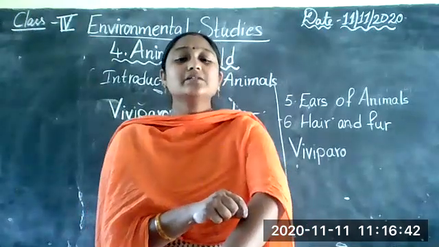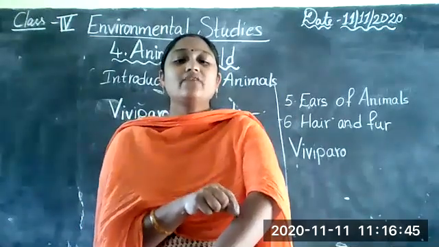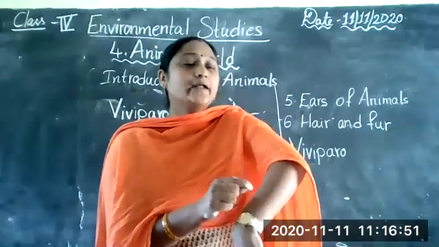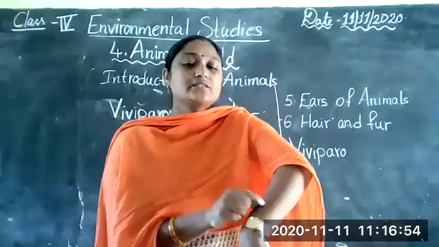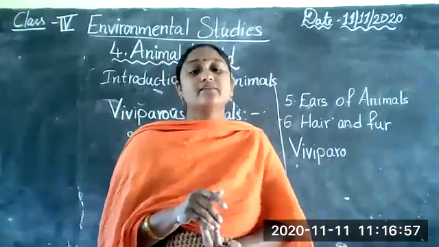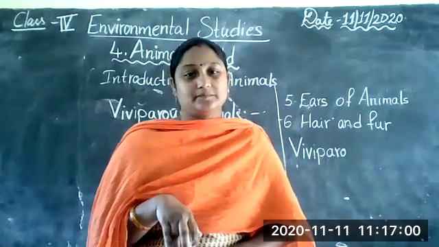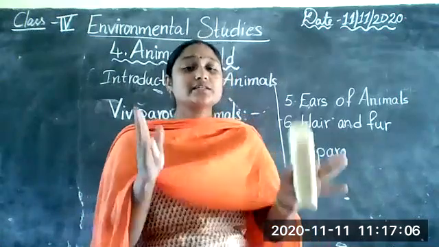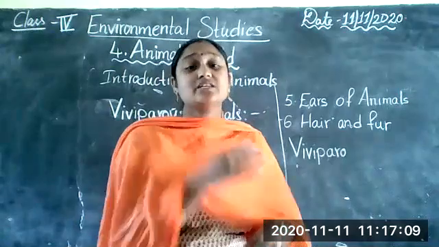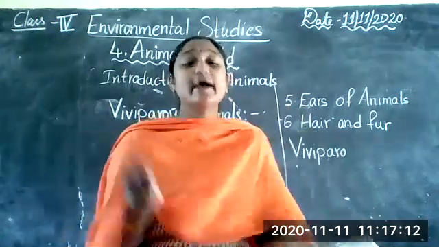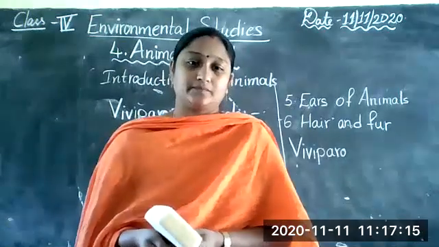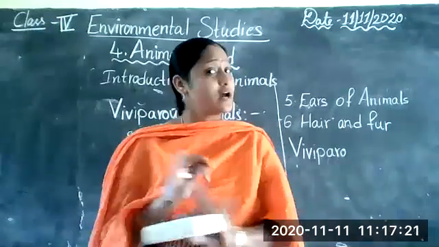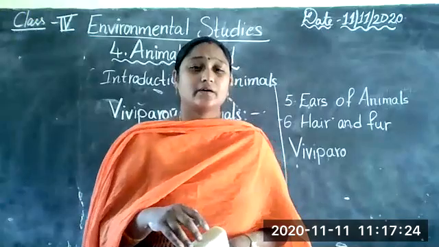So viviparous animals have hair on the skin, children. For example, you once touch here like this. So animals have hair on the skin, viviparous animals only. For example, you observe human beings. Human beings also have hair. Cow, buffalo, all these animals have hair. Which animals have hair? Those animals directly give birth to young ones, they do not lay eggs, not incubate. Did you understand all the children?